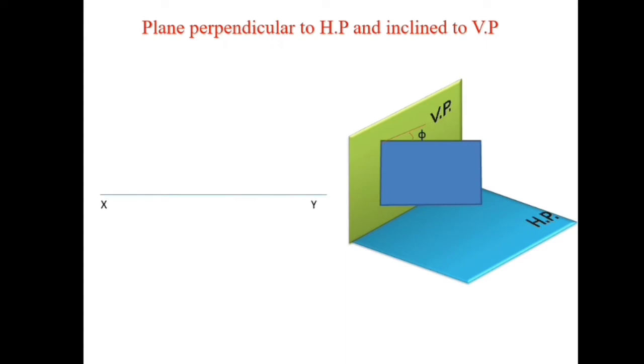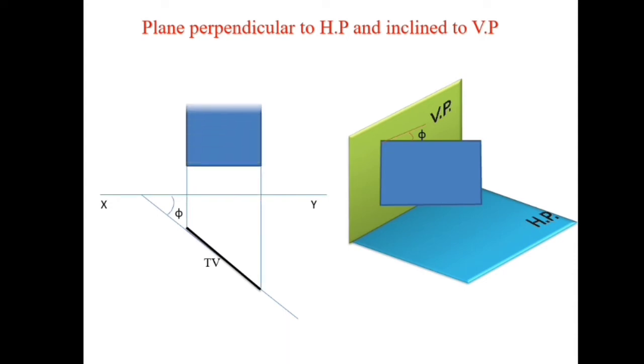So first you will draw the top view with the inclination phi value. On that line you will draw an inclined line, then you will project the points, and you will get the reduced true shape of the figure on the front view.